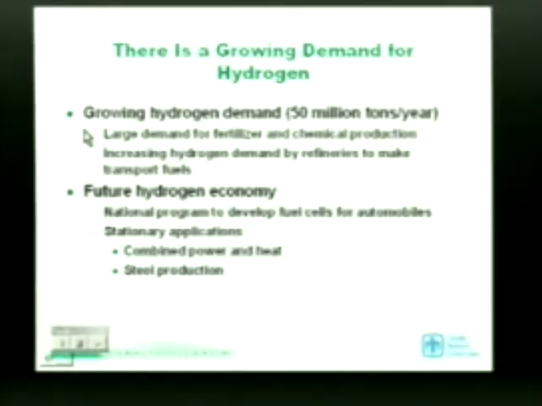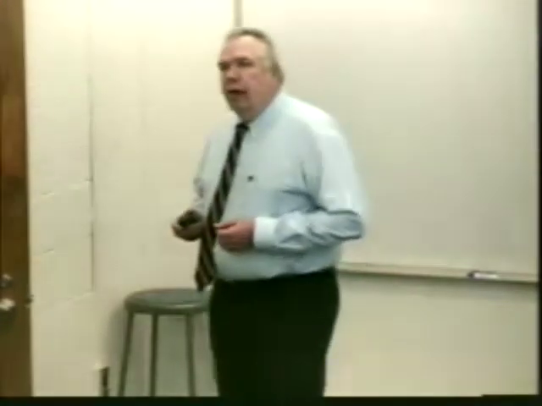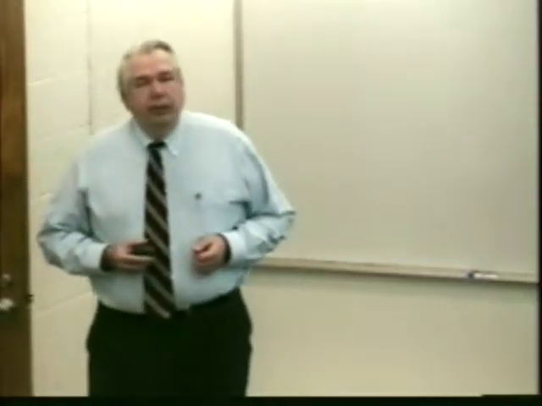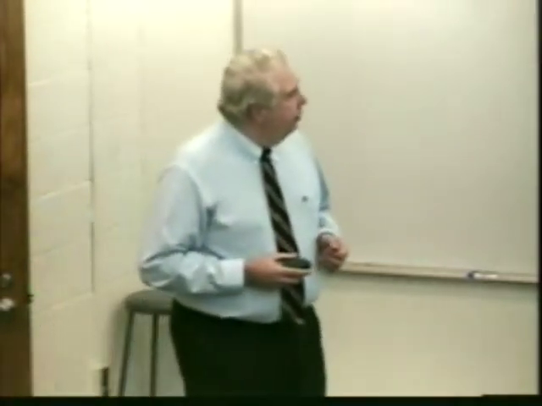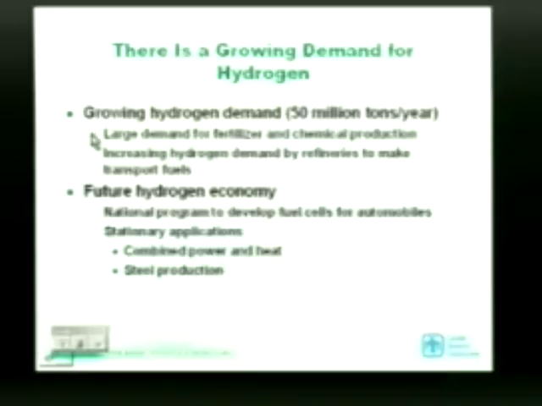The first observation is there's a growing hydrogen demand. Worldwide, we use about 50 million tons of hydrogen. There are multiple hydrogen pipelines in the United States and Europe. The two major applications are, first, the production of ammonia. That's the primary fertilizer used in commercial agriculture. And second, the demand for refineries to produce transport fuels.